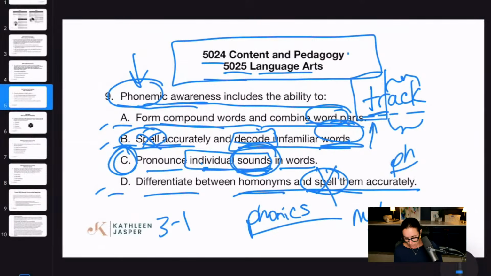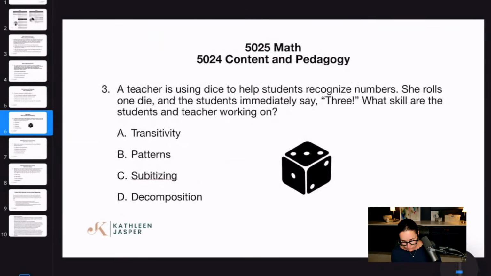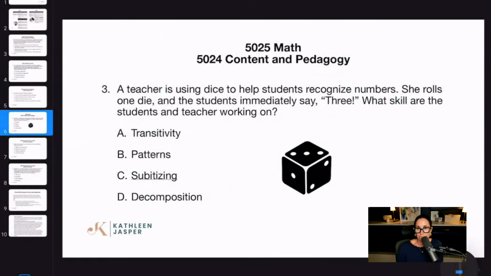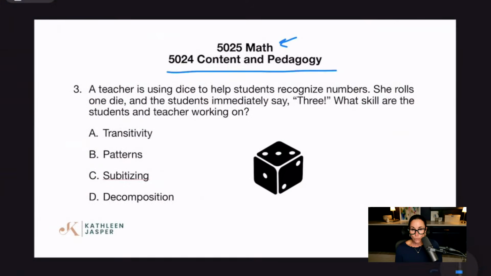Okay. Let me see. What do we got here? Let's keep moving. Let's do math content really quickly. Now, again, this is going to be in the 5025 math section, but for the 5024, it's going to be in the content and pedagogy, but specific to the math part of that.